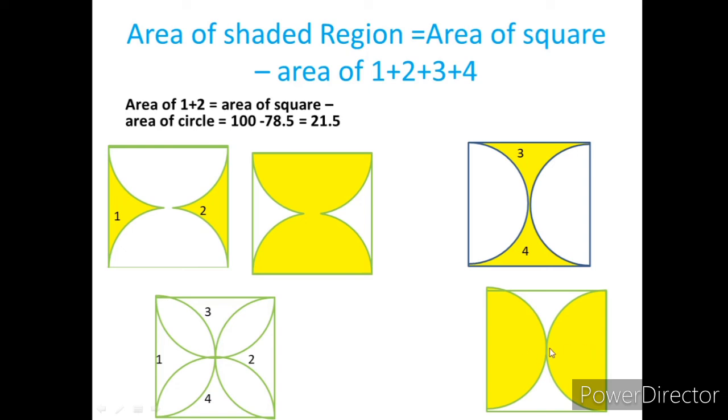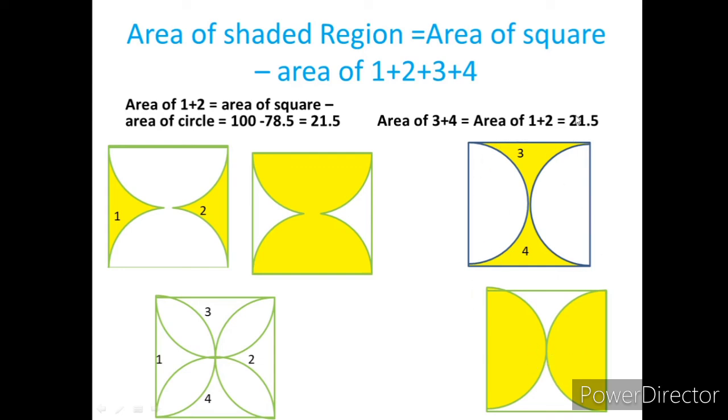That means we are removing two semicircles from this whole square, that means I have removed one full circle from this square. Therefore, how can I get these two? If I subtract the area of this circle from this square, can you get it like this? Area of 3 plus 4 is equal to the area of 1 plus 2. Why? Because how can you get 1 plus 2? You subtract the area of the circle from the area of the square. Here also the strategy is to subtract the area of the circle from the area of the square.